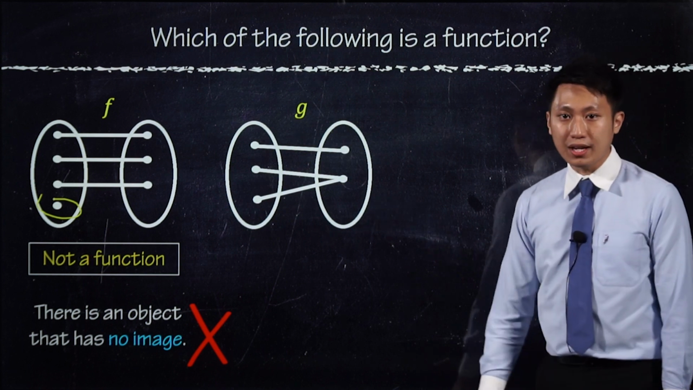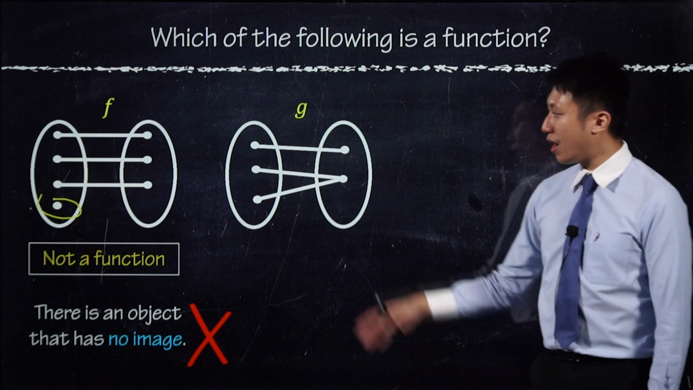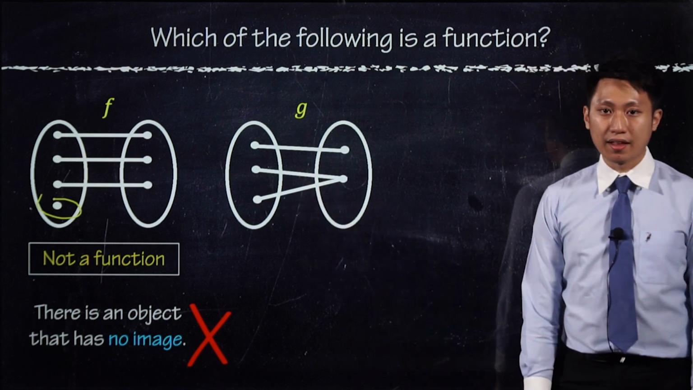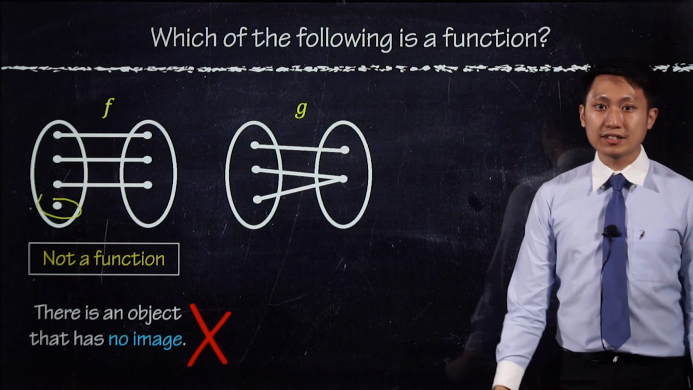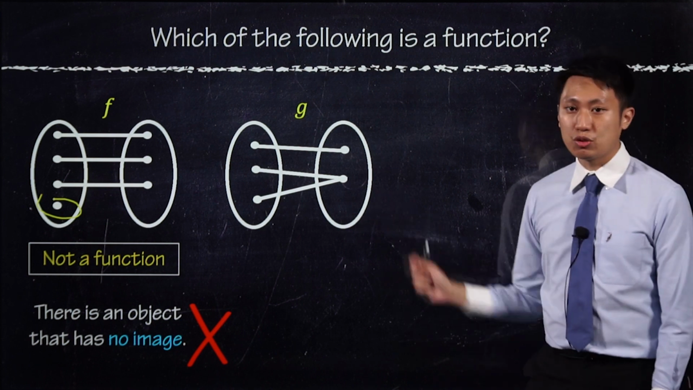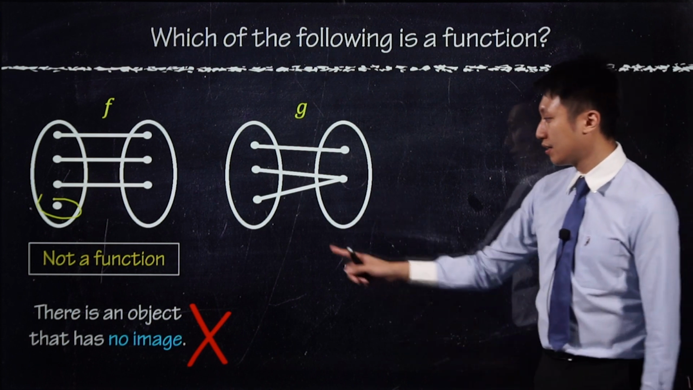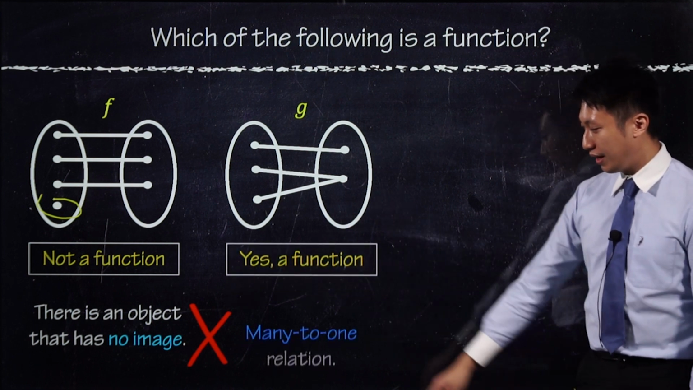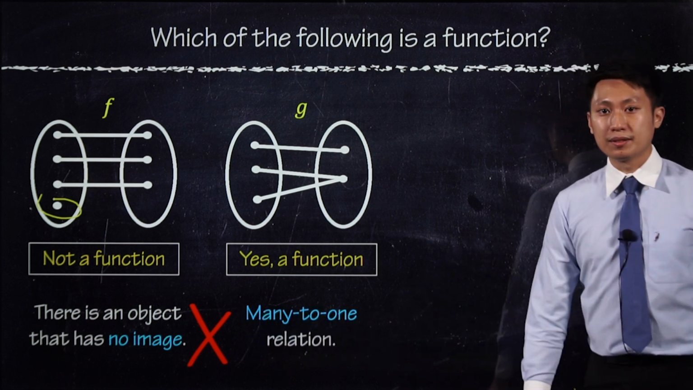How about this? Is it okay? Yes, it's okay. Why? This relation is many to one. A function can be what? Can it be one to many? No. It can be many to one or one to one. So this is okay. It's a function. It's a many to one relation.